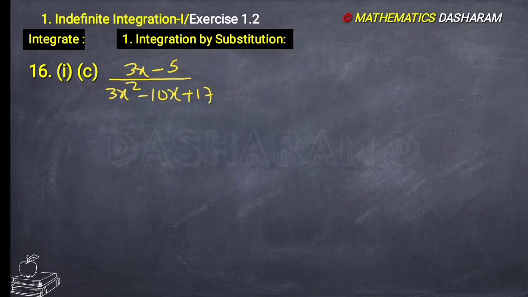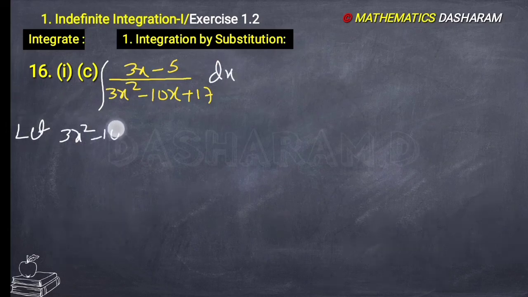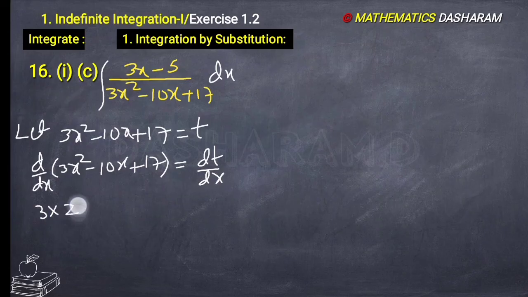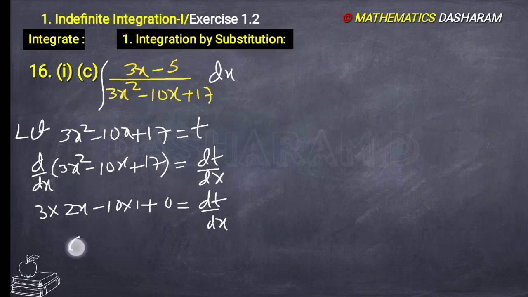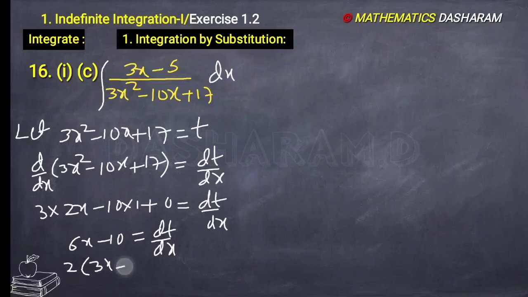Question (c): (3x - 5) by (3x² - 10x + 17). Let's select the denominator 3x² - 10x + 17 equal to t and take the derivative on both sides. So 3 into 2x, minus 10 into 1, plus 17; sorry, the differentiation of a constant number is 0. 3 twos are 6x - 10 equals dt by dx.